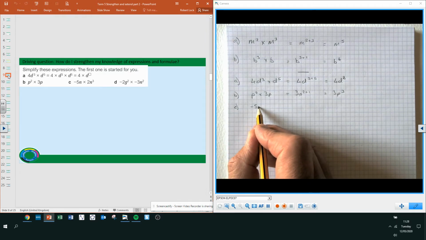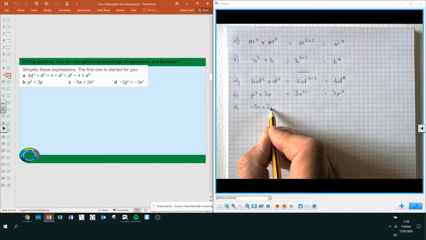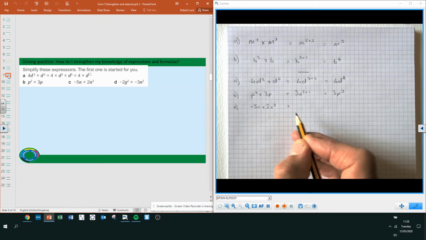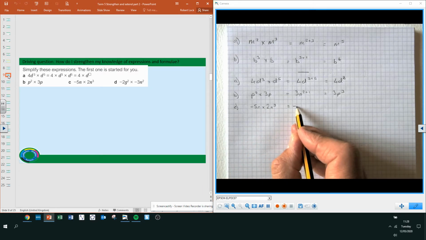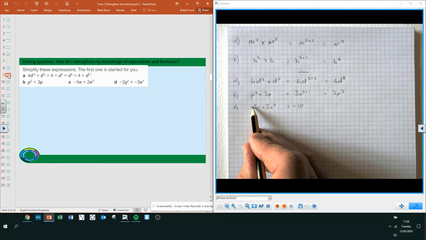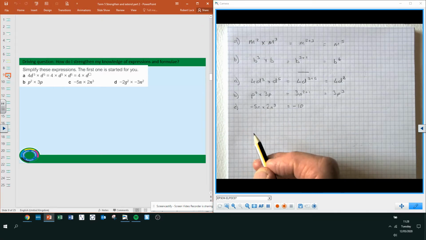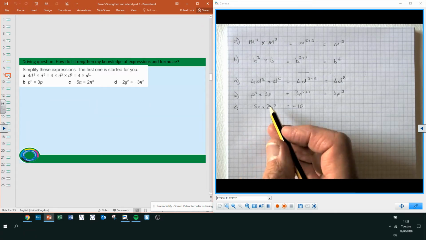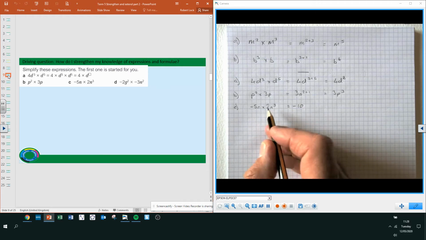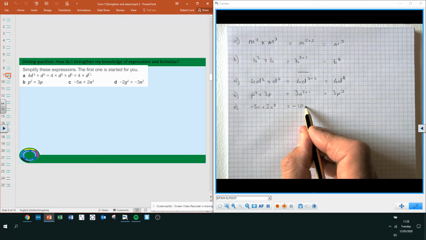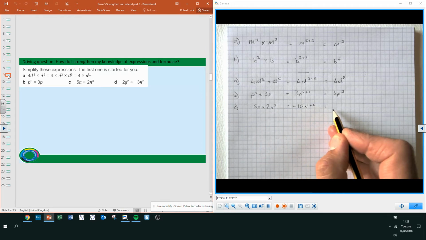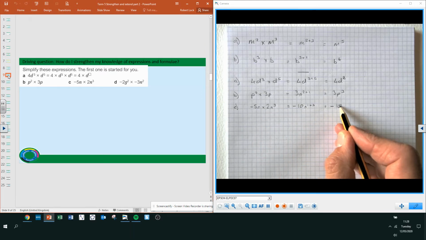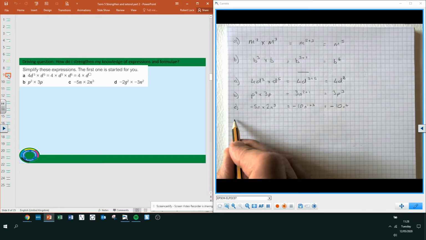C. Minus 5n times 2n cubed. Two numbers here, a minus 5 and a 2. So minus 5 times 2 is minus 10. Minus times a positive, it's a negative. Two signs are different, so it's negative. n to the power 1 plus n cubed. So adding through, so minus 10n to the power 4.